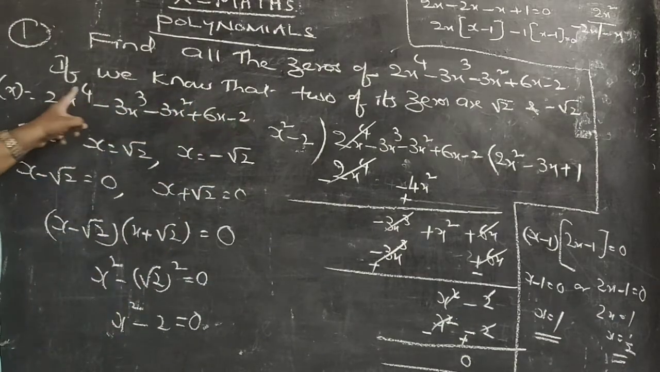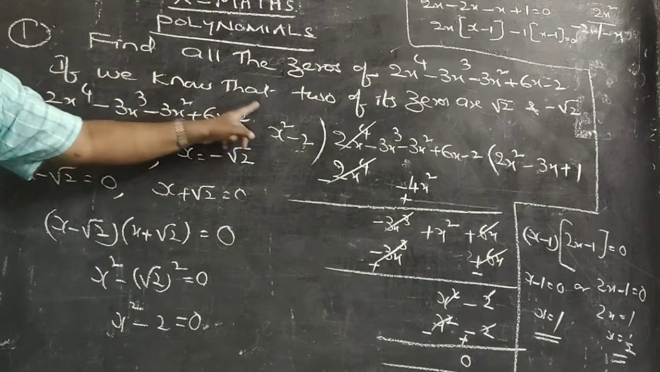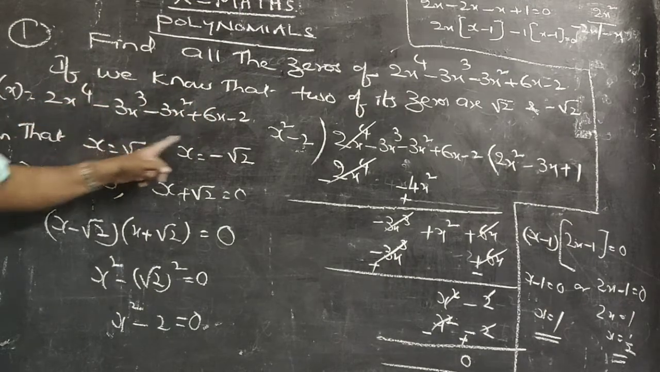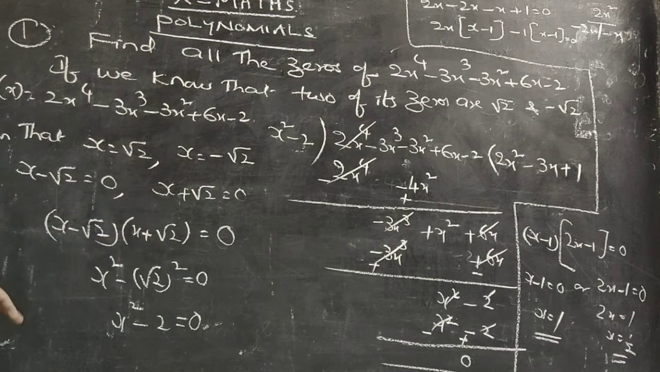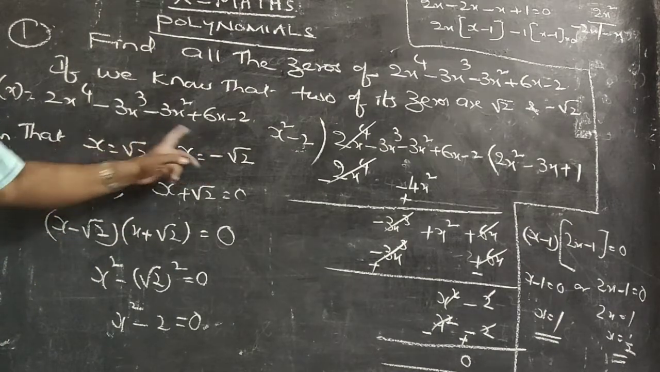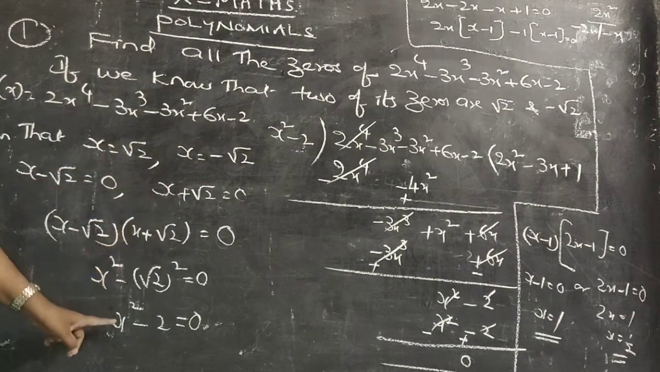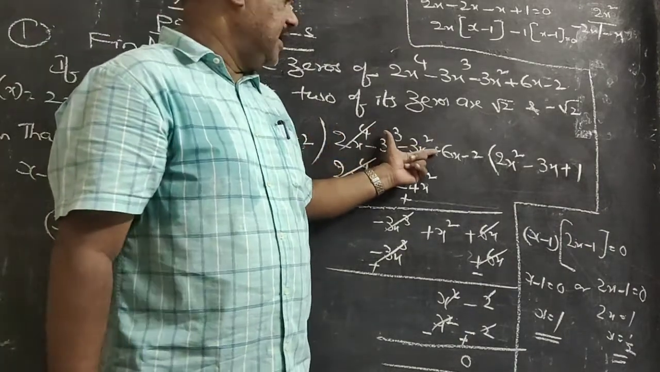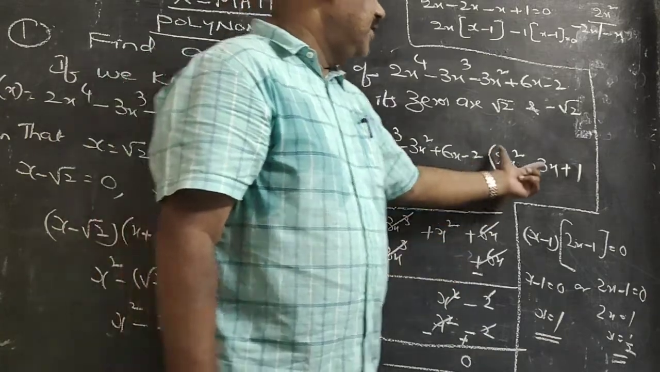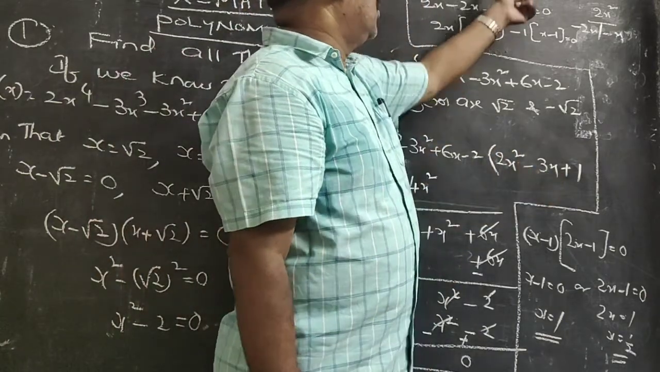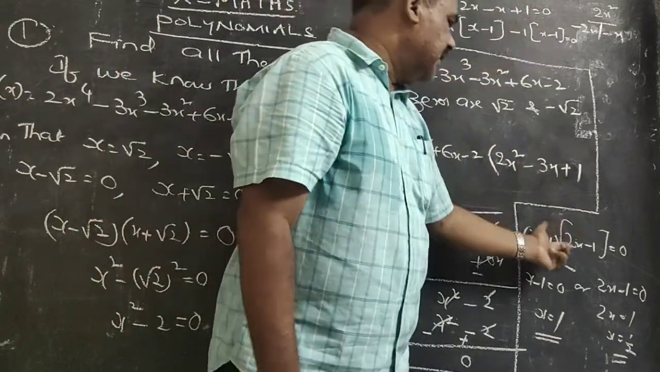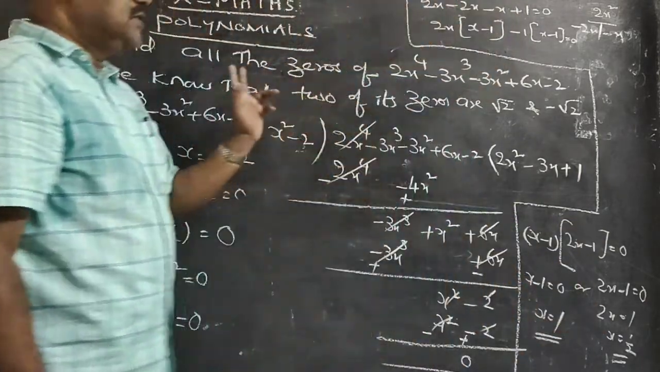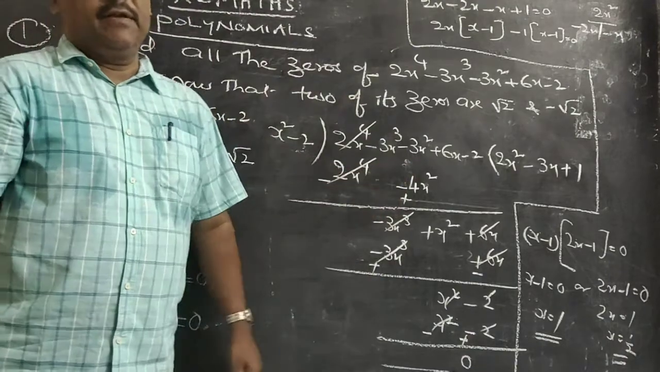Here, the highest power of x is 4. Therefore, x will have 4 values called zeros of the polynomial. 2 values are given. The remaining 2 we have to find. With the 2 given values, in this manner if you do, we will get a polynomial. With this polynomial, you divide the given polynomial, then we will get a quotient. Take that quotient and factorize. By the factorization method, we will get the remaining 2 values. Like this, if 2 zeros are given, the other 2 zeros we can find.